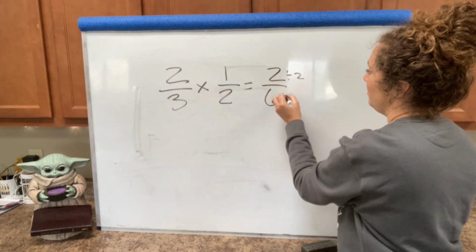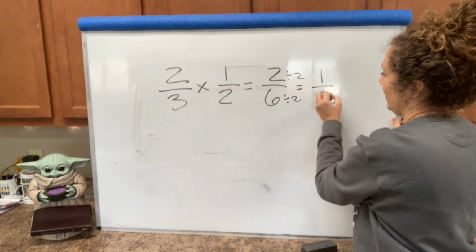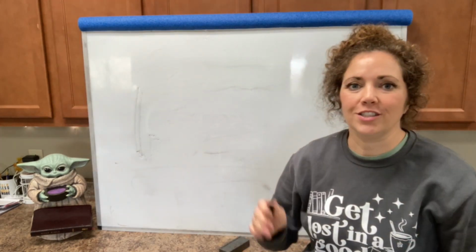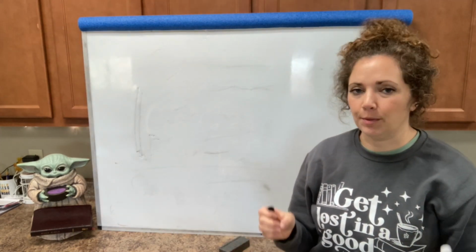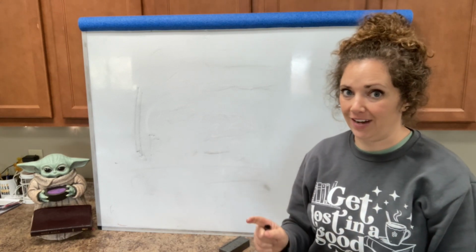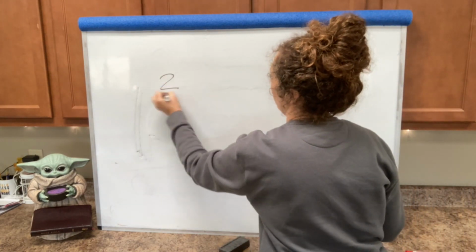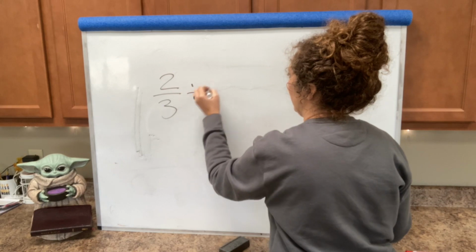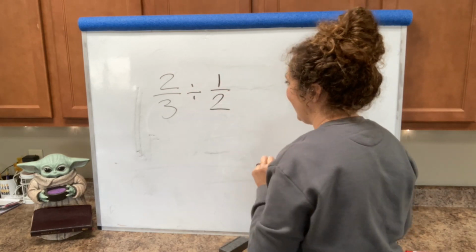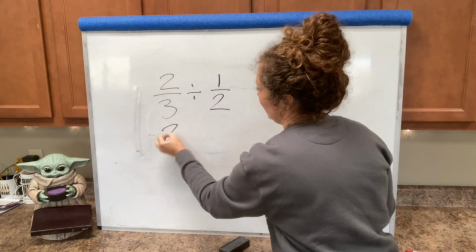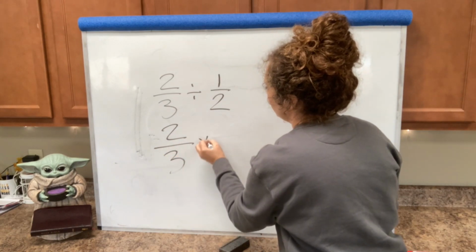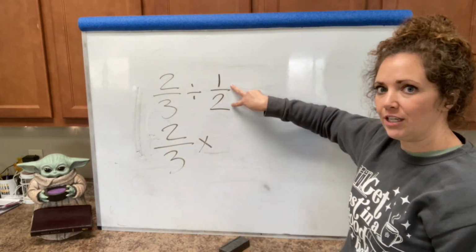And then you always simplify, and that's your answer. When you're dividing, you need to find the reciprocal of the second fraction that you're dividing. So let's take 2 over 3 divided by 1 over 2. You keep the 2 over the 3 the same, and you multiply by the reciprocal, which means that you flip it.